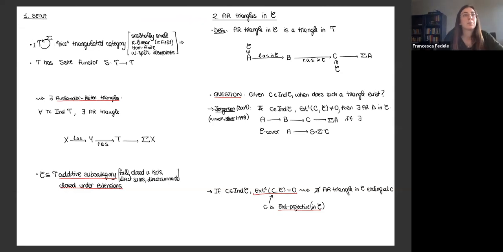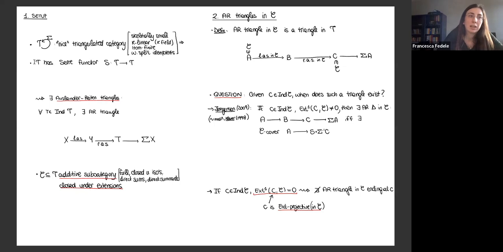So let's look at the setup for today. I'm going to use a nice triangulated category, T, with some shift functor, which I denote by sigma. This is a skeletally small k-linear, for some field k, Hom-finite triangulated category with split idempotents. And all of these nice properties make it a Krull-Schmidt category.